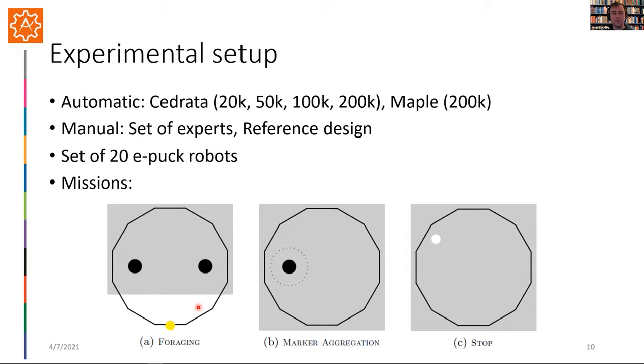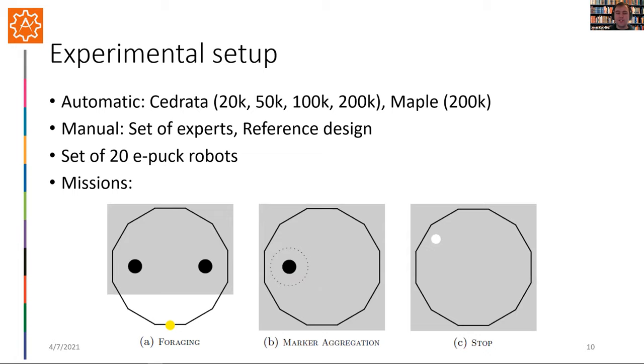A second mission that we are interested in is the marker aggregation mission, where there is an invisible area here denoted by a dotted line in which the robots should aggregate as quickly as possible. Additionally, there is a black marker at the center of this area, and the robots can only sense the black marker, but not the rest of the area that they should aggregate in. We hope that with Cedrata, the robots are able to develop some kind of communication strategy where once they find the black marker, they tell their peers to quickly aggregate inside of the target area.